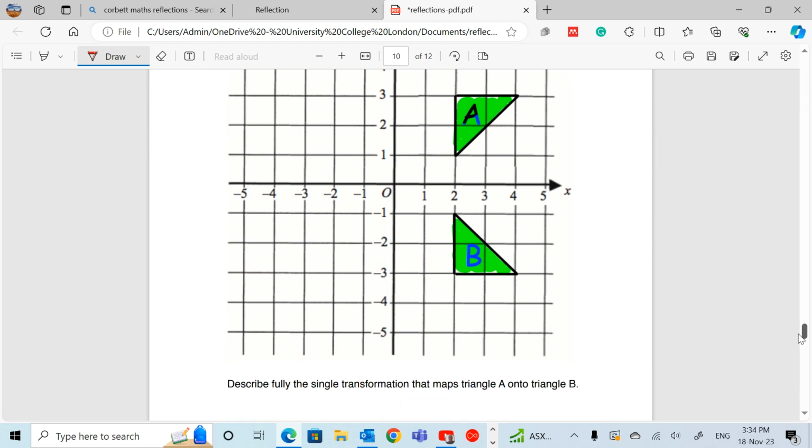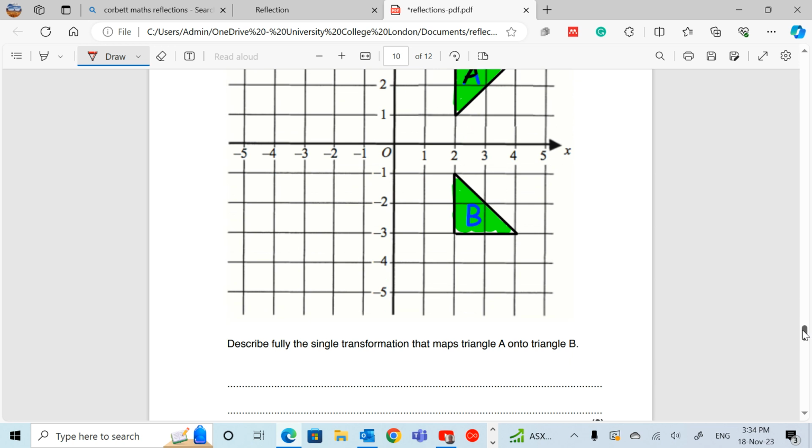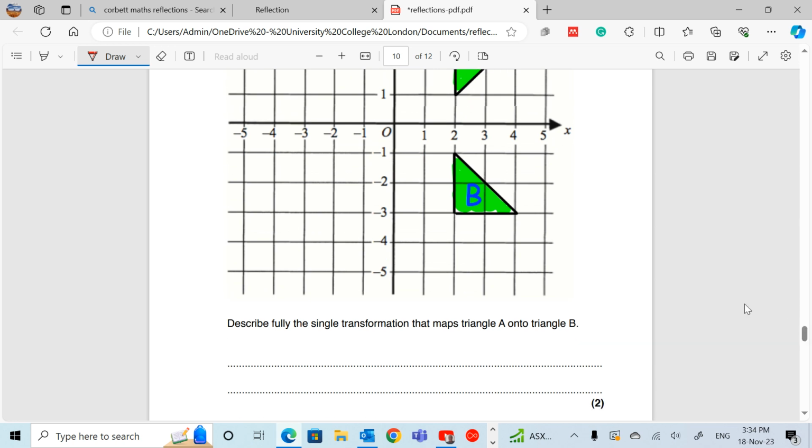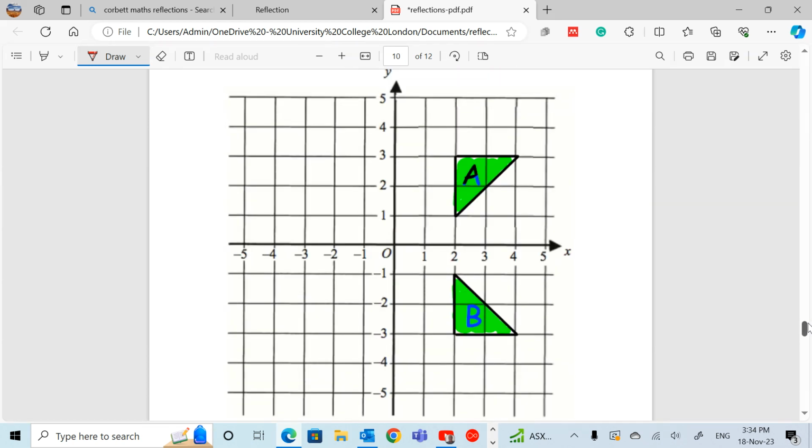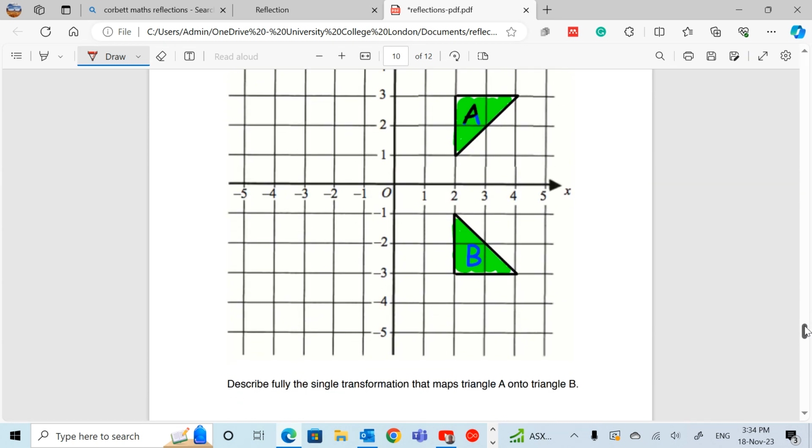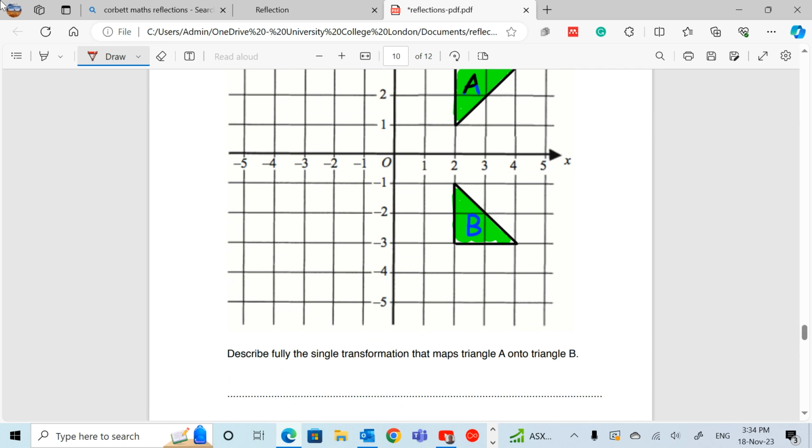Here they're asking you to describe fully the single transformation that maps triangle A onto triangle B for 2 marks. So triangle A, well, what are we doing? We're doing reflection as an exercise. So the word reflection must go in for the 2 marks. If you use the word reflection, normally that guarantees you a mark. There's no need to go off and write an essay. We don't want to do that. We want to keep it simple.